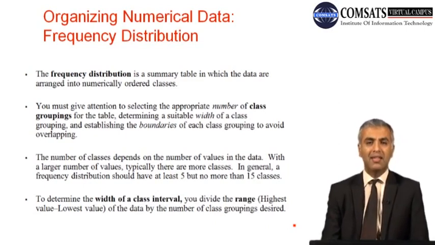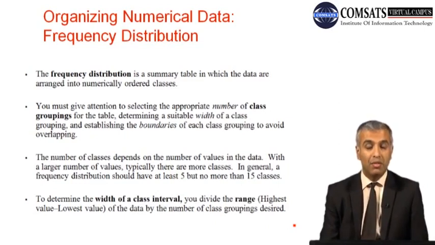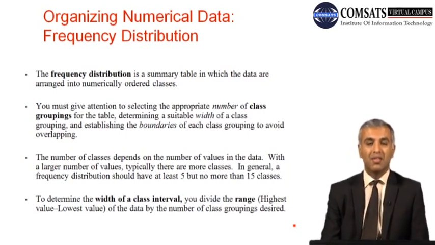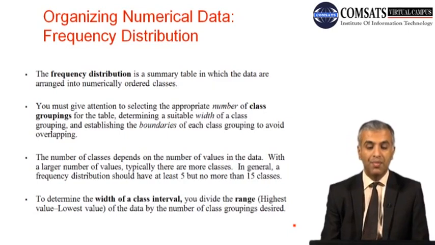Again, there is a certain limit: there shouldn't be fewer than 5 and shouldn't be more than 15 classes. How we determine the width of each class depends upon the number of classes you require. In order to determine the width of the class interval, you can divide the range, which is the difference between the highest value and the lowest value, by the number of class groupings. You can do that easily.